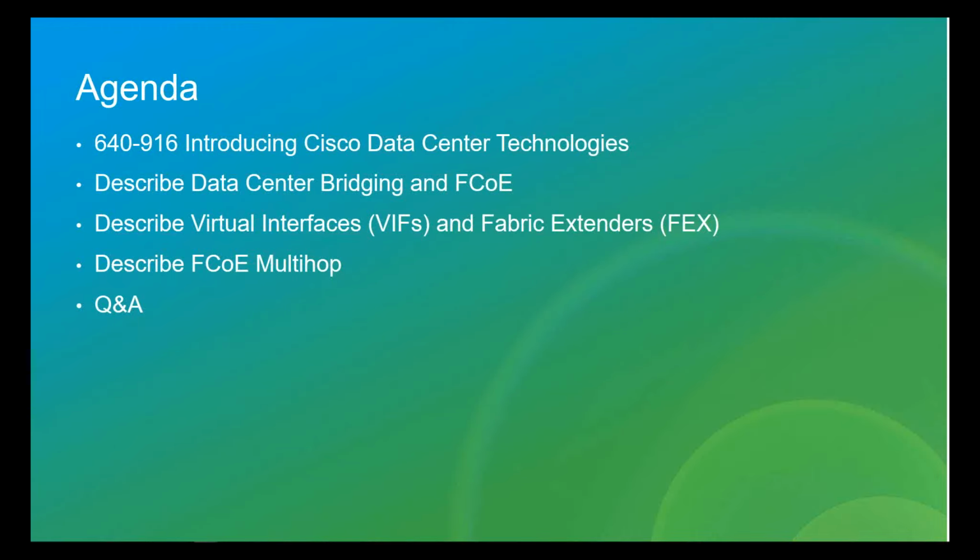Today's agenda, we're going to continue going over the 640-916 test, Introducing Cisco Data Center Technologies. This is the second test in the CCNA Data Center test group. Today we're going to be describing data center bridging and Fibre Channel over Ethernet. We're going to describe virtual interfaces and fabric extenders, and then we're going to do a little bit on Fibre Channel over Ethernet multi-hop.